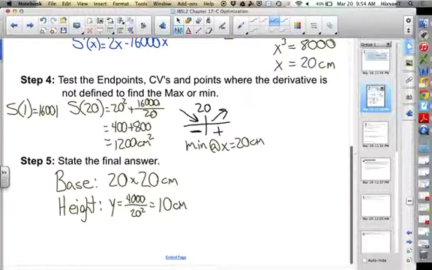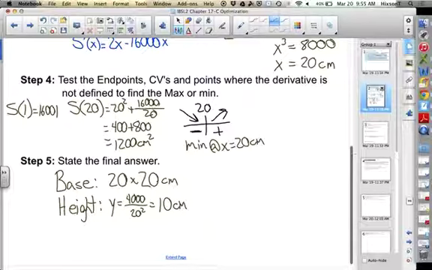And by the way, if you're asked to show that something is a minimum point or a maximum point, you're expected to do something like this. You can do it a couple of different ways. You can either do a sign diagram for your first derivative, or you can test your second derivative at that point. If I had gotten the second derivative and plugged in 20, I would expect it to be what, since we have a minimum?